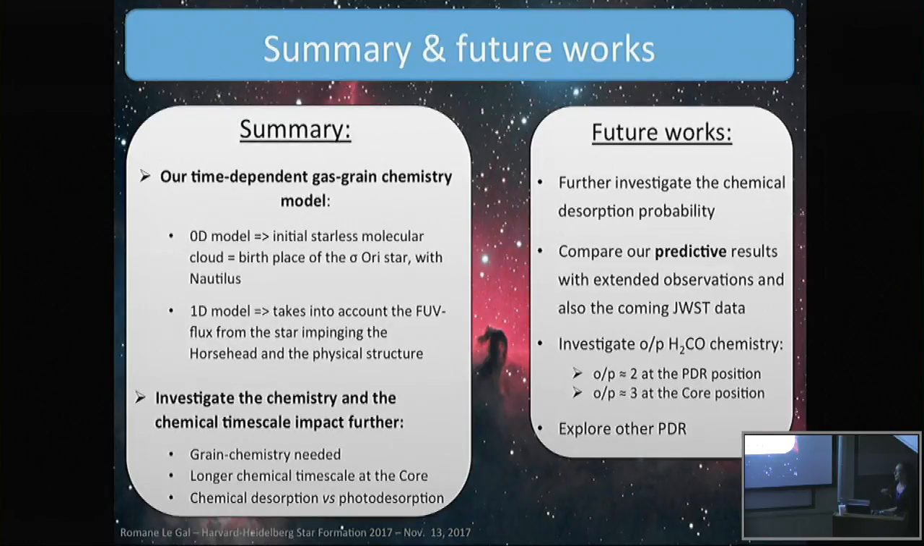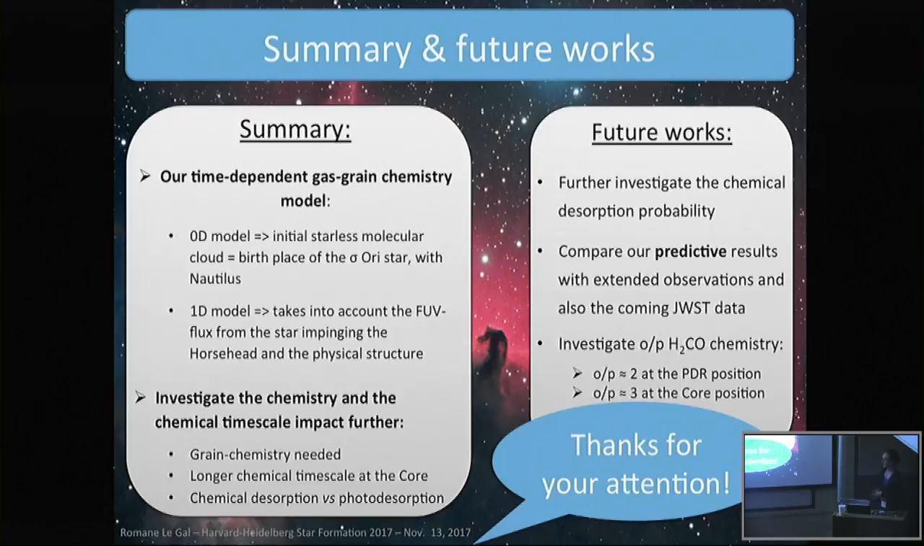So from this nuclear spin chemistry, we could also provide other diagnostics on the gas. So it could be also very interesting. And once the model is well benchmarked, we could also explore other PDRs with this model. So I stop here and thank you for your attention.